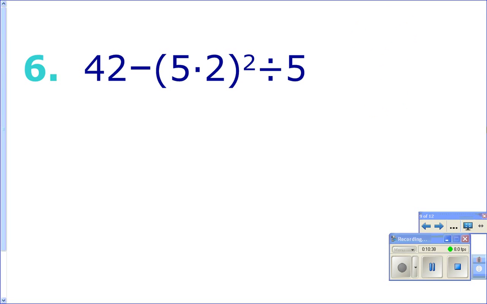Okay, so for this next problem, we have parentheses and we have exponents, but we have parentheses first, so we're going to solve the parentheses. 5 times 2 is 10. So then we're going to bring everything down after that.